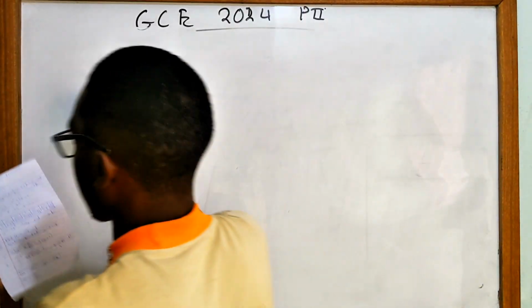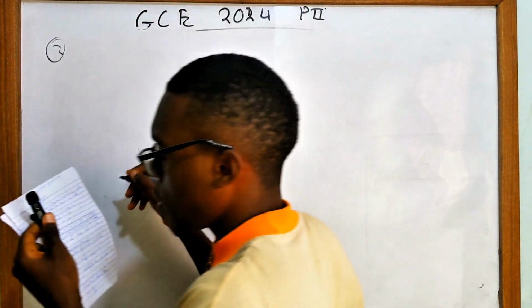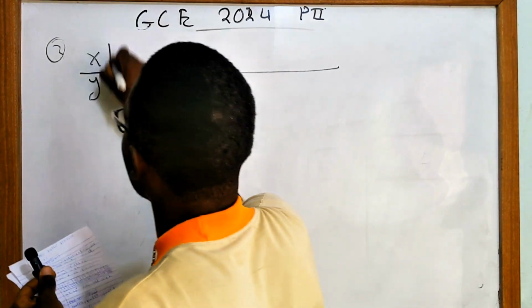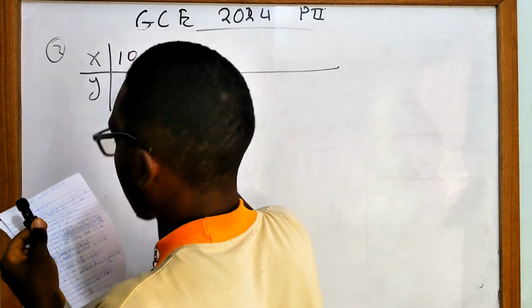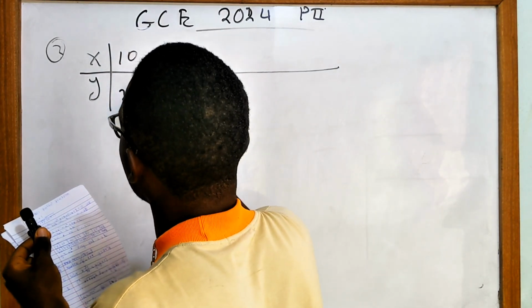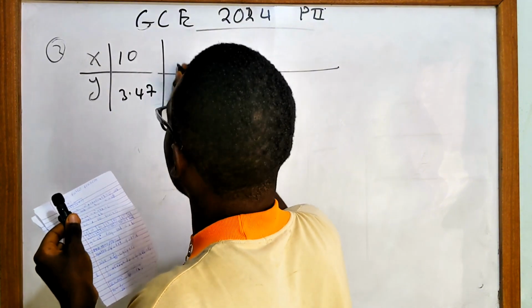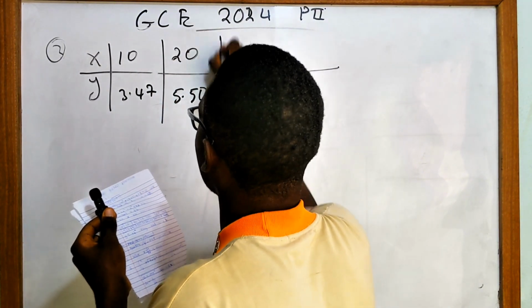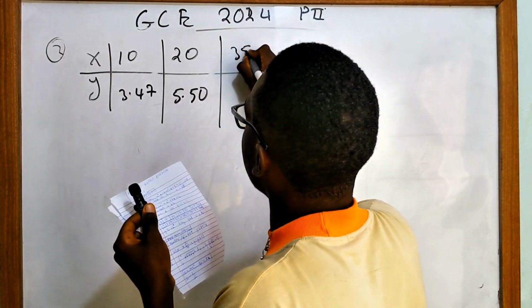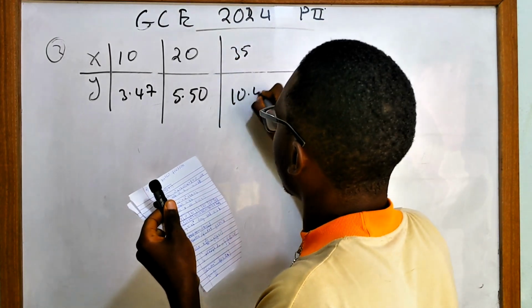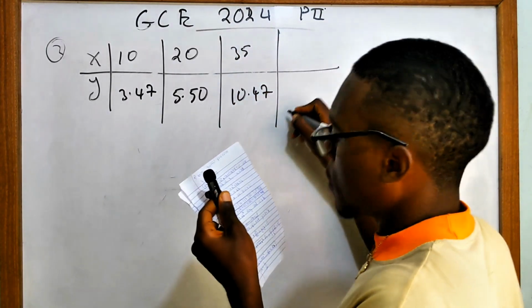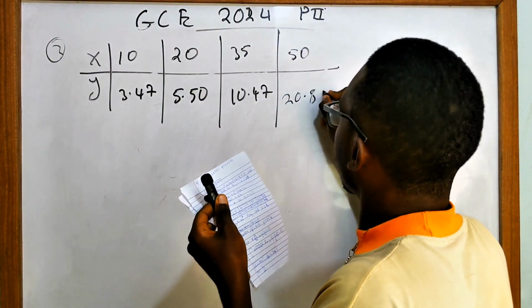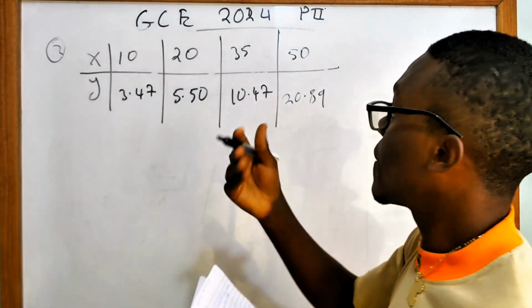Curve sketching, you have this curve. Question 3, you have x, y. You have 10, 3.47; 20, 5.50; 35, 10.47; 50, 20.89.